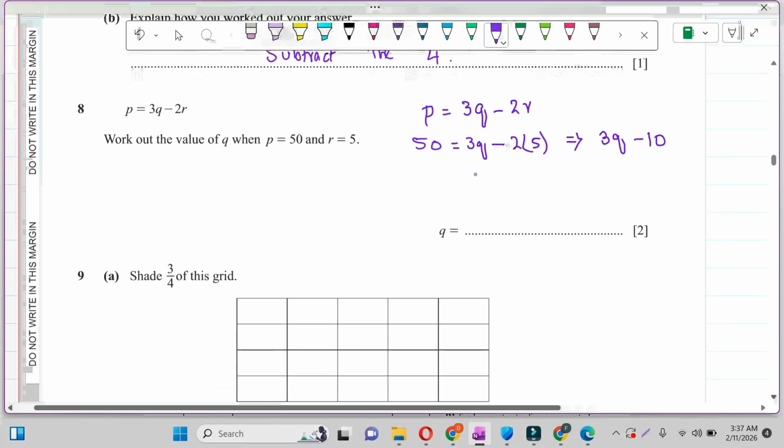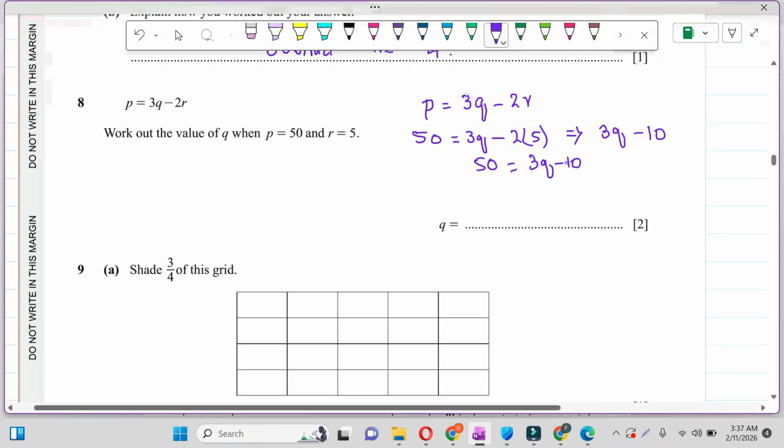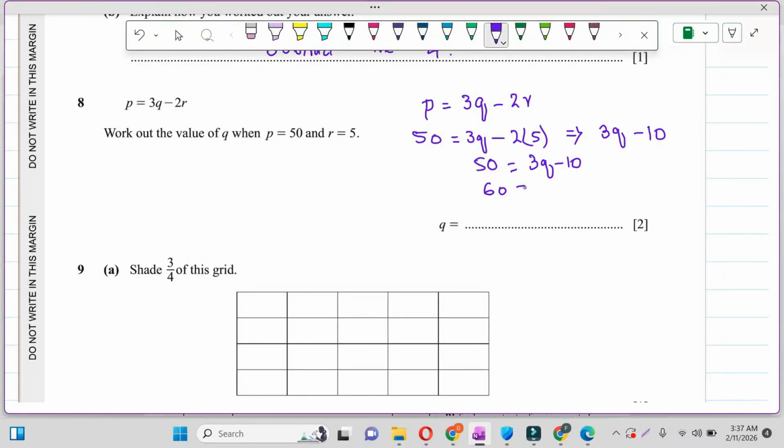So we have this one is equal to 20, so we can say that Q is 20.